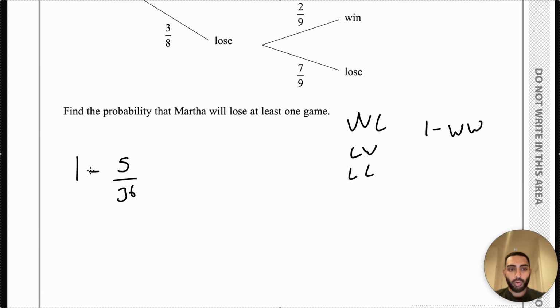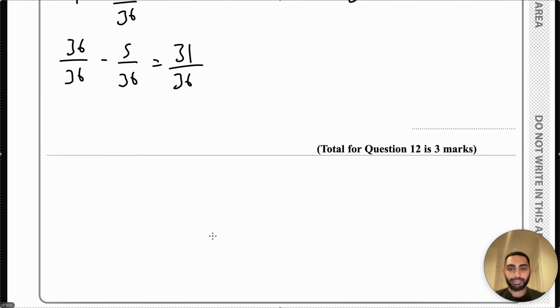I can think of this whole as 36/36. That's the same as 1 whole, minus 5/36. 36 take away 5 is 31, and that's over 36.